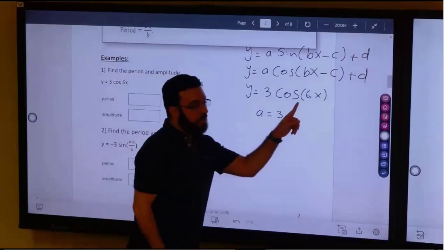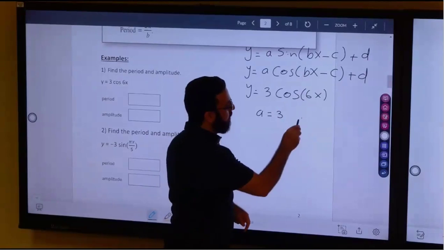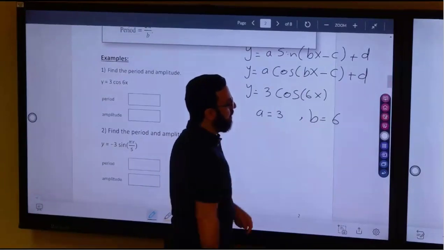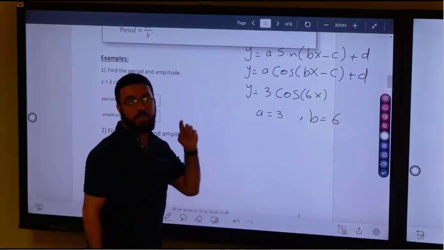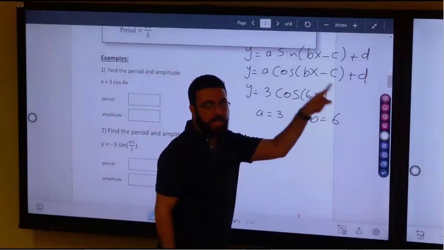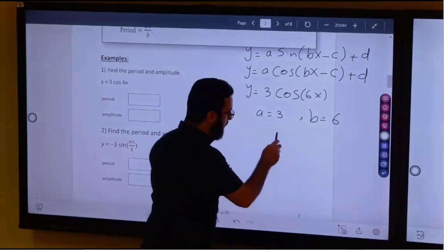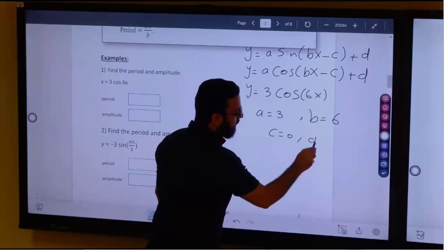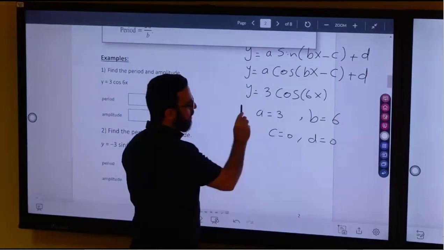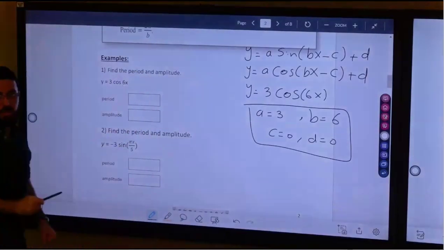So how much is b? Check 6x. This is bx, that means b equals 6. How much is c? 0. There is no c here, there is no minus a number. So c equals 0. How much is d? 0. So c equals 0 and d equals 0. You got it? That's important when you look at A, B, C, D.